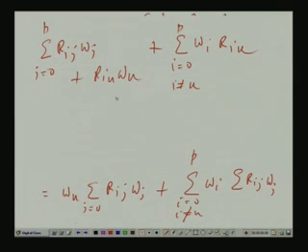Now, consider this second sum. Here i equal to 0 to p, but i equal to k was not included. i equal to k case means w k R k k. Okay, that will be here. Actually, I made one. Just a minute.